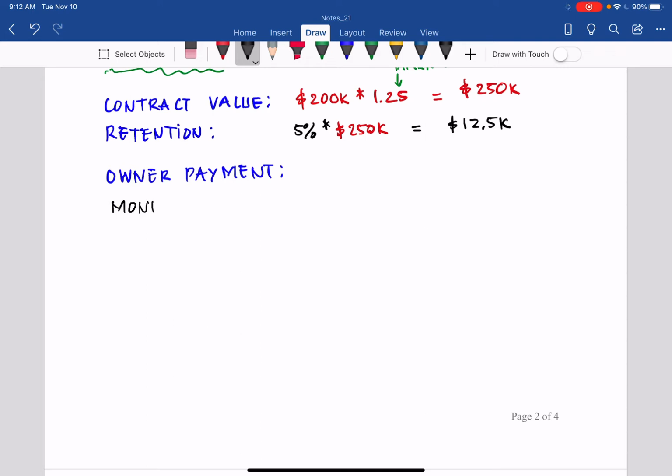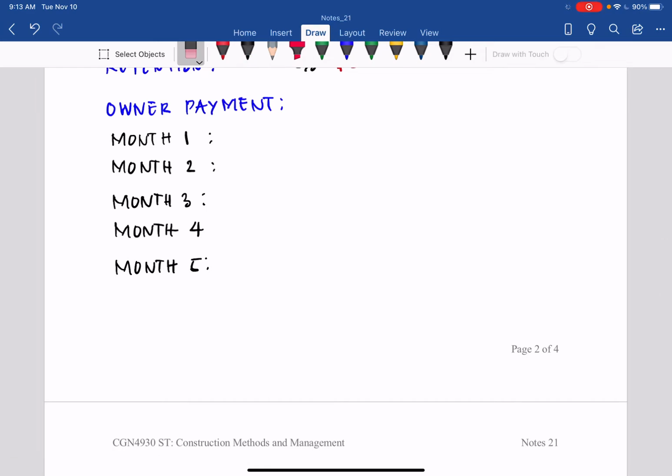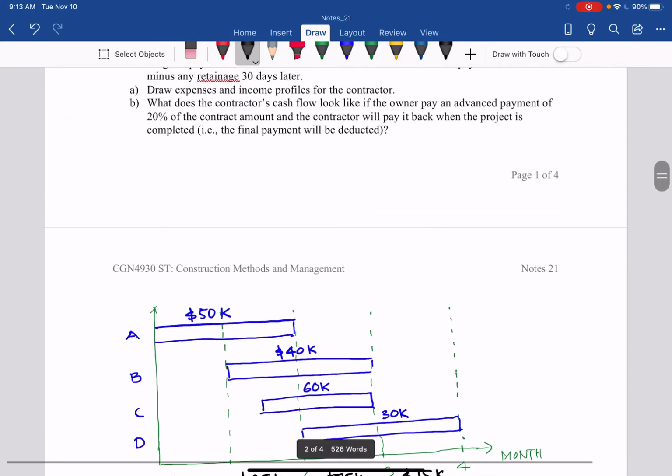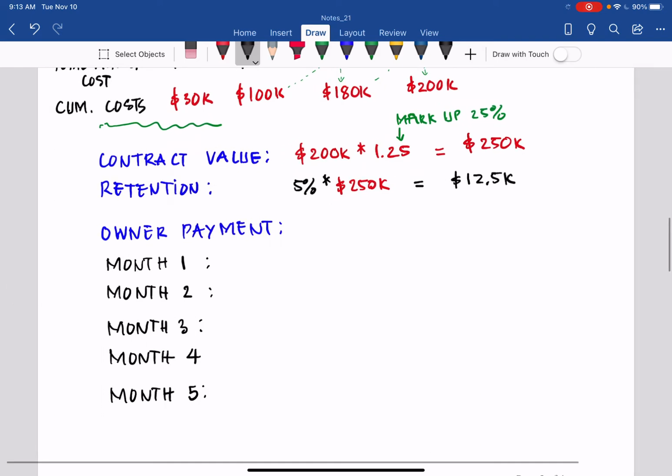So month 1, month 2, month 3, month 4, and month 5. Why month 5, when the project only lasts for 4 months? Because the payment is 1 month after the bill. Just like when you have a credit card, the credit card company issues a monthly statement, then you can pay some time later. You don't have to pay immediately.